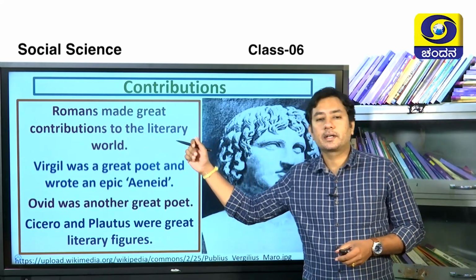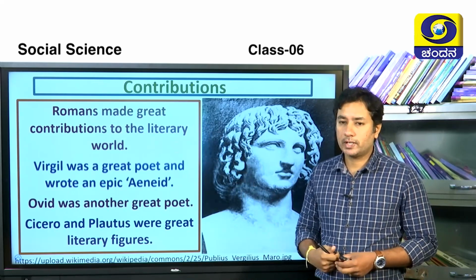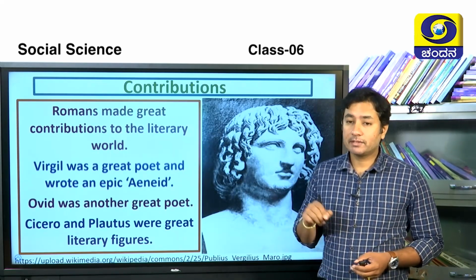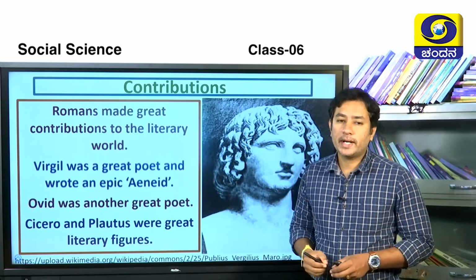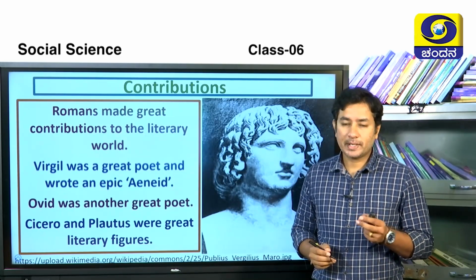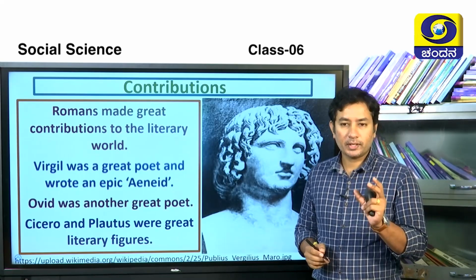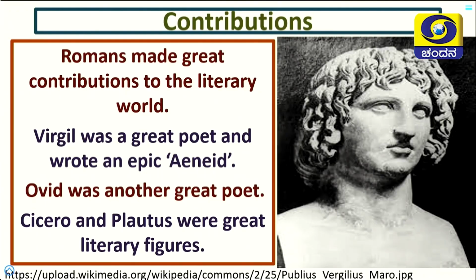Romans made a great contribution to the literary world. Literary is nothing but anything which is written. Virgil was a great poet and he wrote an epic. An epic is something very important for that community. Virgil wrote the Aeneid. Ovid was another great poet. Cicero and Plautus were also great literary figures, who contributed to literary works.